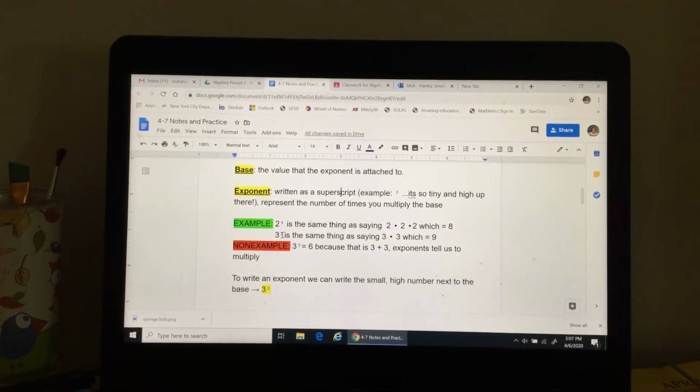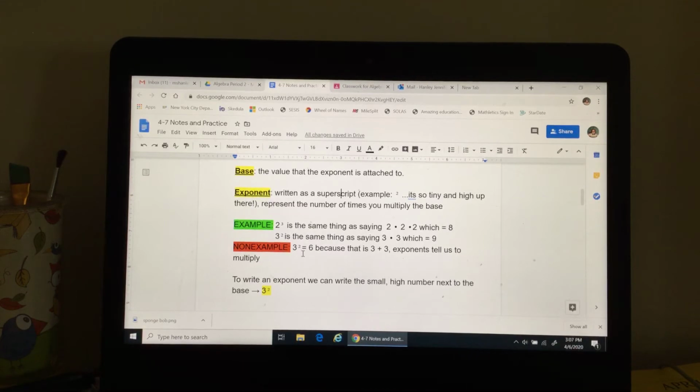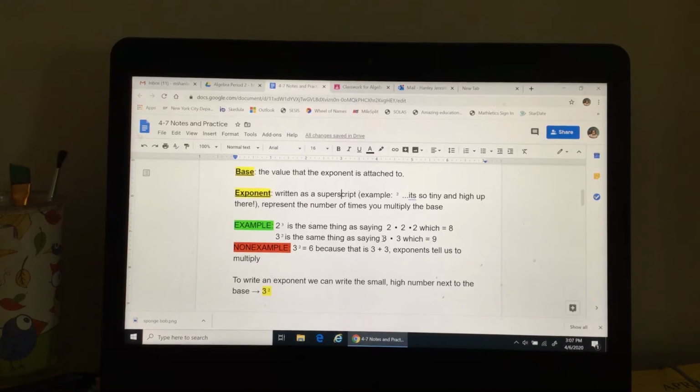Let's look at 3 to the second power, or we also can say 3 squared. That is the same thing as saying 3 times 3. So let's look back at the original. 3 to the second power is 3 2 times. So 3 times 3 equals 9.